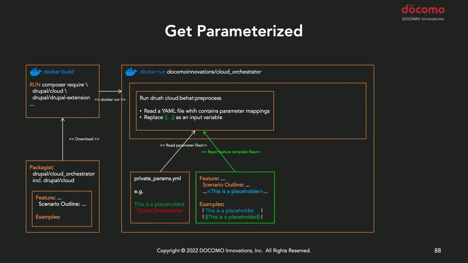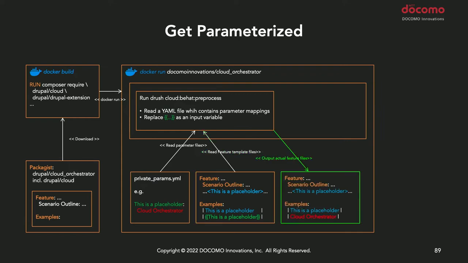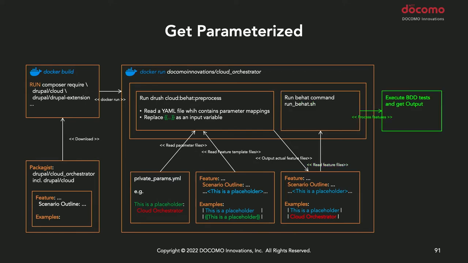And then it replaces the double bracket variables with actual values defined in the YAML files, and generates the actual feature files into the designated directory. Now we can run the Behat command. In our case, we execute the run_behat.sh command, which also kicks off a headless Chromium virtual browser. So Behat executes the BDD tests based on the synthesized feature files, and we can get the output.